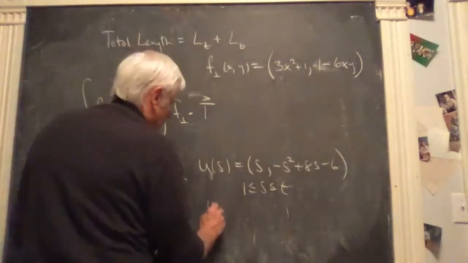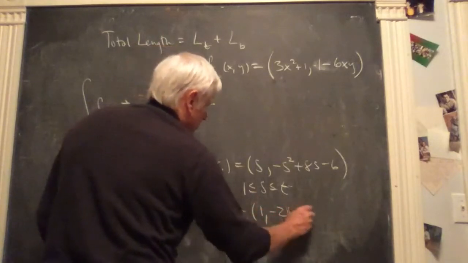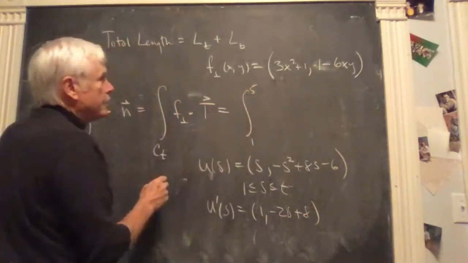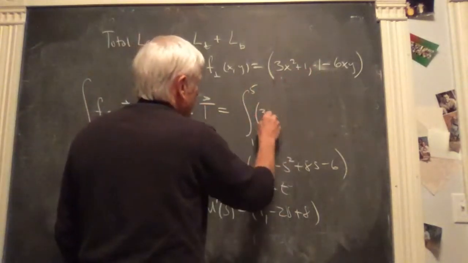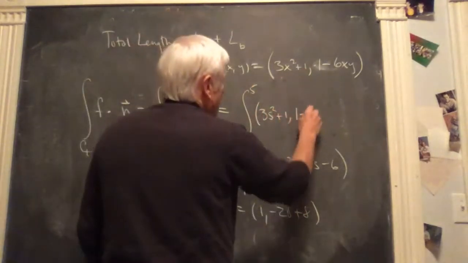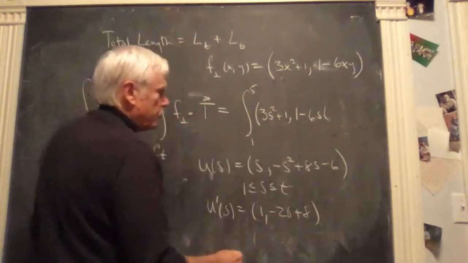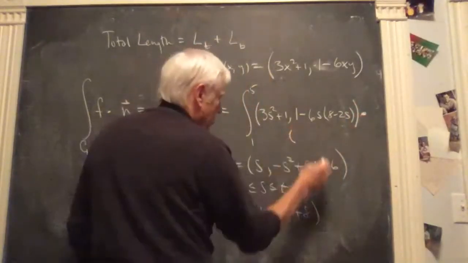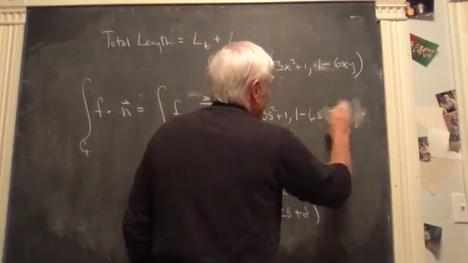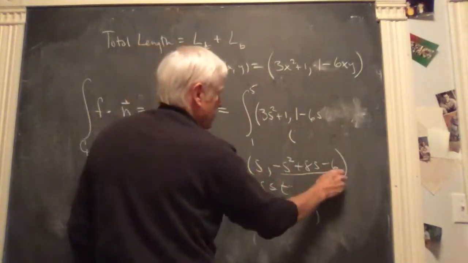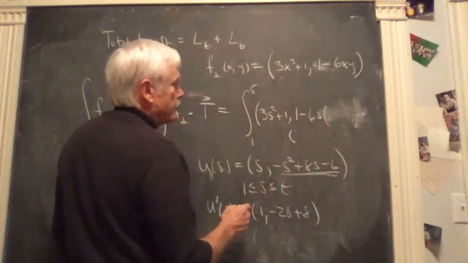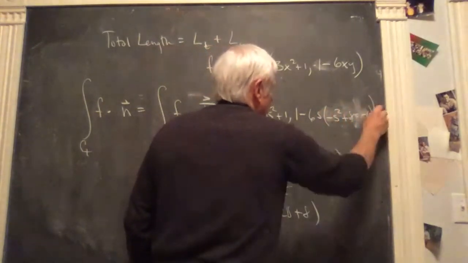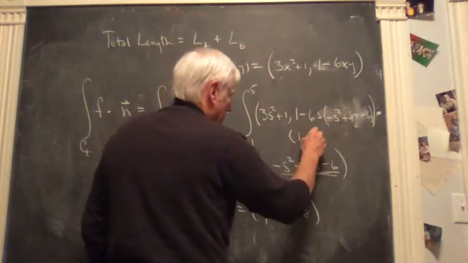And so we already computed u prime of s, 1, minus 2s plus 8. And now this integral is a dot product. So this is the integral 1 to 5 of f perp. 3x squared plus 1 is 3s squared plus 1. And then 1 minus 6s, and the y value is minus 8 minus 2s. Dot product with u prime. No. This is not right. It's s for the x, but the y value is this. So minus 6s times the y value, minus s squared plus 8s minus 6. And then that's dot product with the derivative, 1, minus 2s plus 8.